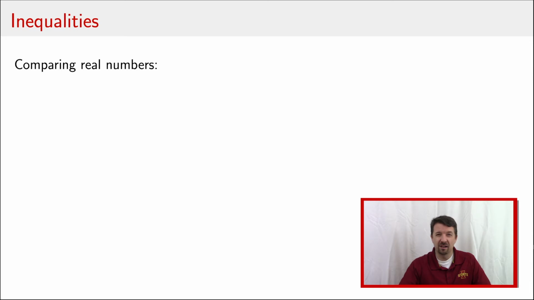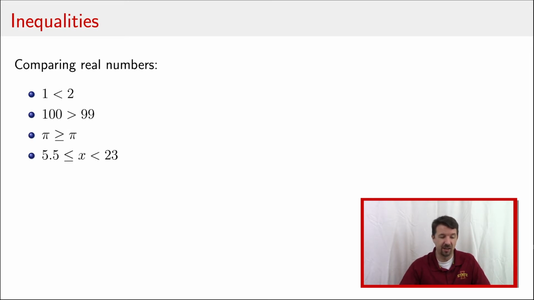Now, getting started talking about set comparisons, there's an analogy to inequalities that you're familiar with from real numbers. In particular, these kinds of inequalities: 1 is less than 2, 100 is greater than 99, pi is greater than or equal to pi. Here is one with a variable: 5.5 is less than or equal to the variable x, which is less than 23.